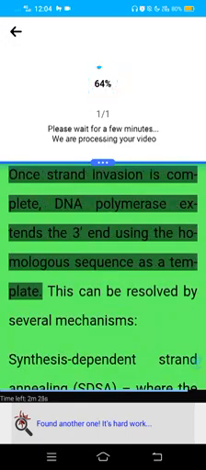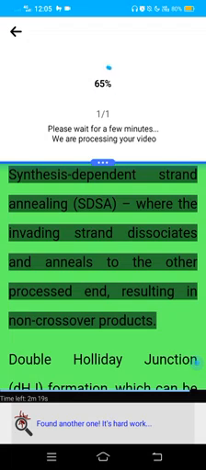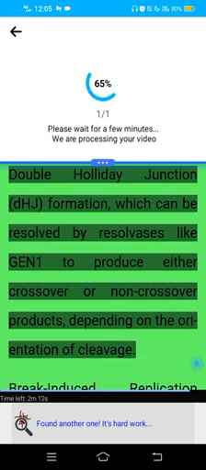Once strand invasion is complete, DNA polymerase extends the 3' end using the homologous sequence as a template. This can be resolved by several mechanisms. Synthesis-dependent strand annealing (SDSA), where the invading strand dissociates and anneals to the other processed end, resulting in non-crossover products. Double Holliday junction (DHJ) formation, which can be resolved by resolvases like GEN1 to produce either crossover or non-crossover products, depending on the orientation of cleavage.